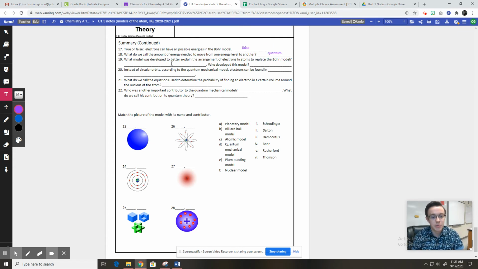So what model was developed to better explain the arrangement of electrons in the atom to replace the Bohr model? So we've had Democritus, Dalton, the plum pudding model by Thomson, Rutherford's nuclear model, the Bohr model, which is the one we like to use because it's easy, but it's actually not the most accurate, at least not based on our current understanding. So there is a model that is the most accurate model of the atom, and that is the quantum mechanical model. Super fancy sounding. And this was developed by a guy named Erwin Schrödinger.